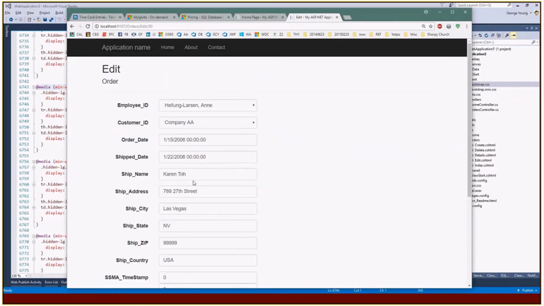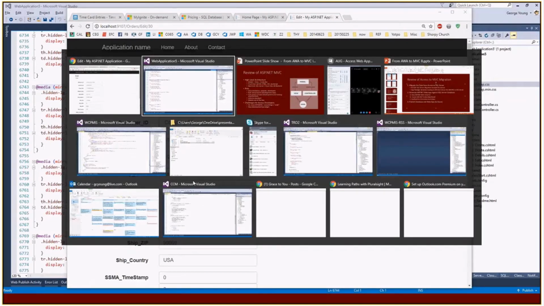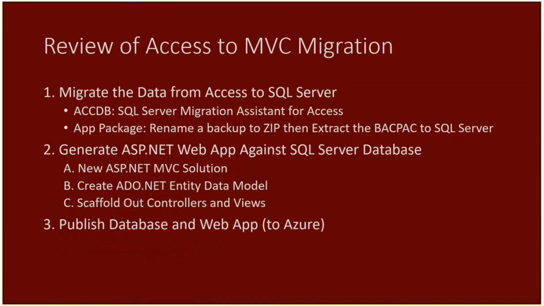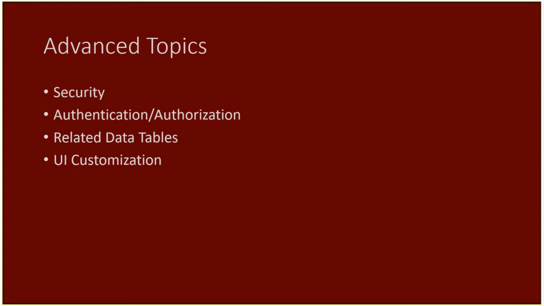So basically, it was essentially a two-step process. One was to get our Access database into SQL. And then the second process, which is the one we reviewed, was, now that I have the database in SQL Server, to generate the application, which is what we did with those two major pieces. First, generate the model, and second, scaffold out the application itself. Any other questions before we move on to some of the advanced topics?